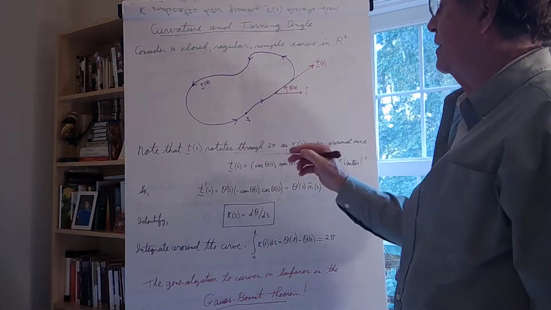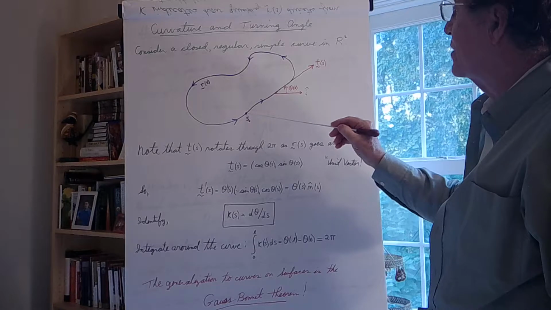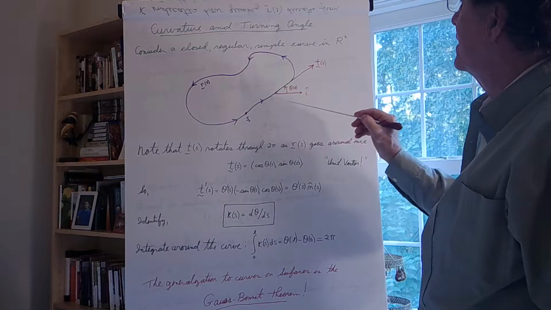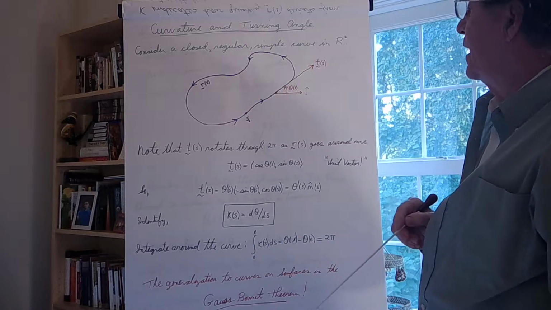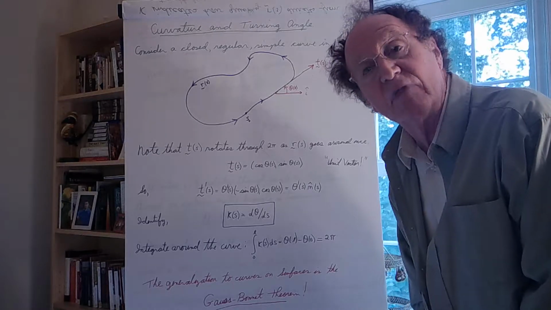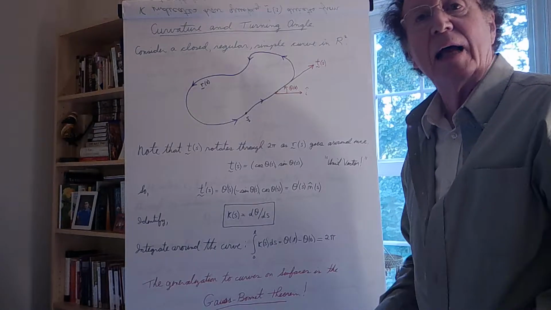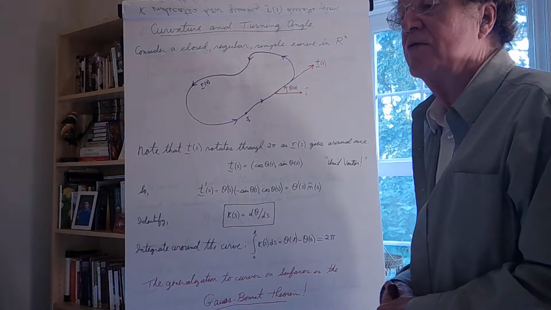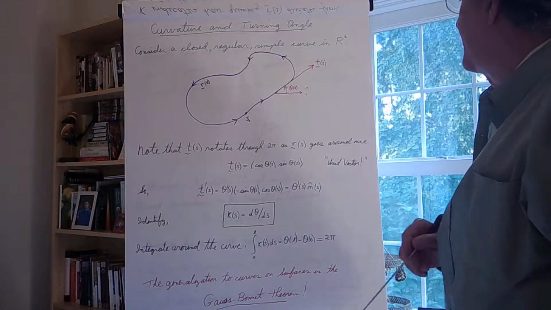Well, the first thing we note about the tangent vector is that it rotates through 2 pi as s goes around once. If we start at s0 and go all the way around, then clearly the tangent vector turns through the angle of 2 pi, because in this particular case it's bending in the counterclockwise direction, and by the time it comes back to s0, it's rotated once. It has to come back to where it started. It rotates through 2 pi to its left, and so I indicate that here, 2 pi.